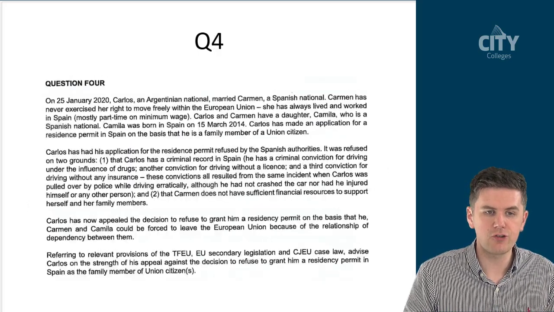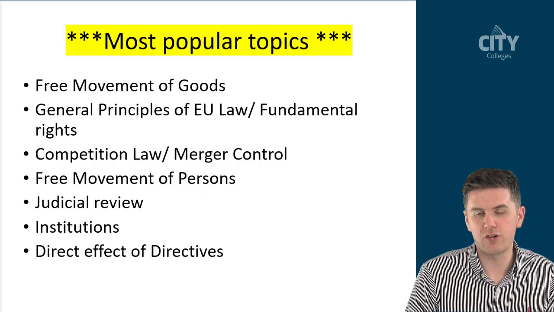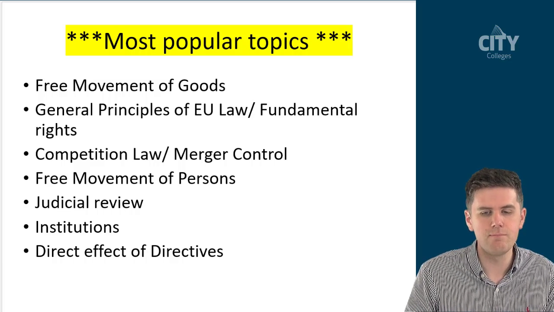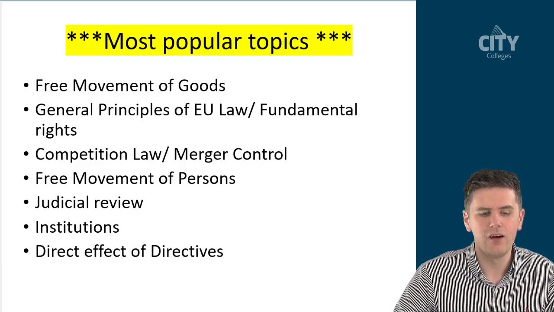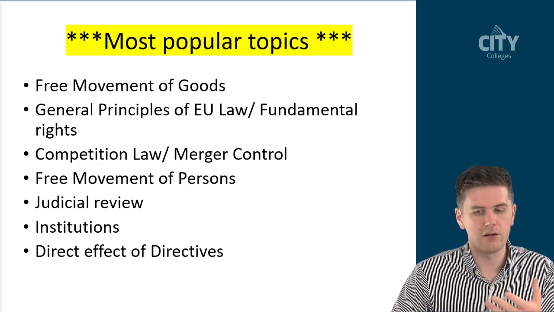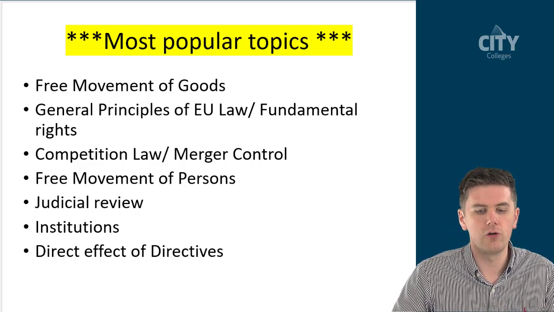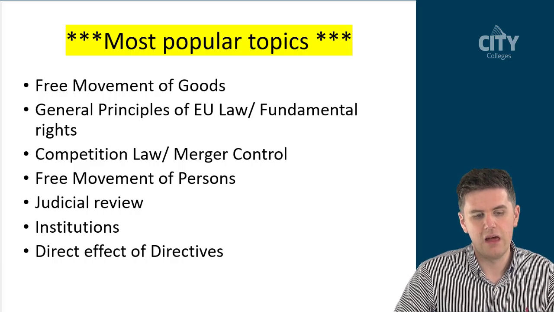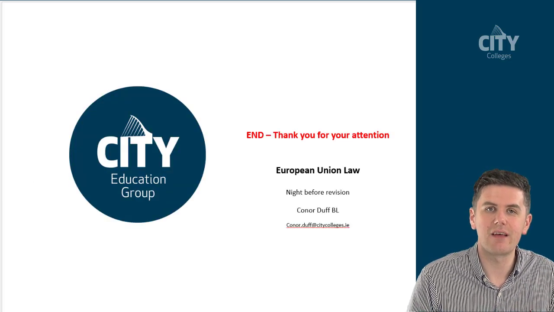In terms of my predictions, I go back to that slide that we looked at already, which are the highly predictable or popular topics. I wouldn't be surprised to see a free movement of services question come up in your exam. There's been a few in the past in terms of access to healthcare. So I, again, wouldn't be surprised to see that arise with the free movement of goods, fundamental rights, perhaps a question on the Charter, competition law or merger control, the free movement of persons, judicial review, institutions, and direct effect of directives. So I know that was a whistle-stop tour of some of the highly examinable topics.